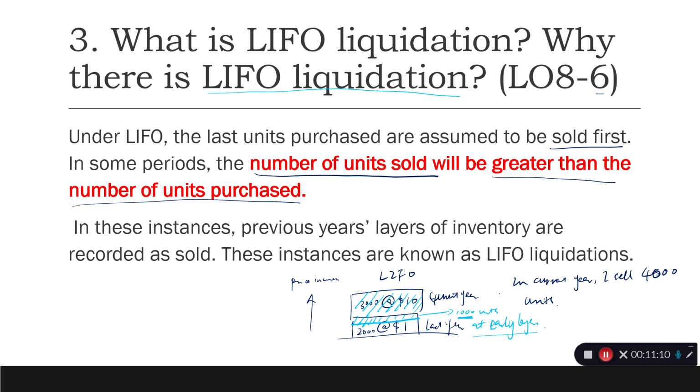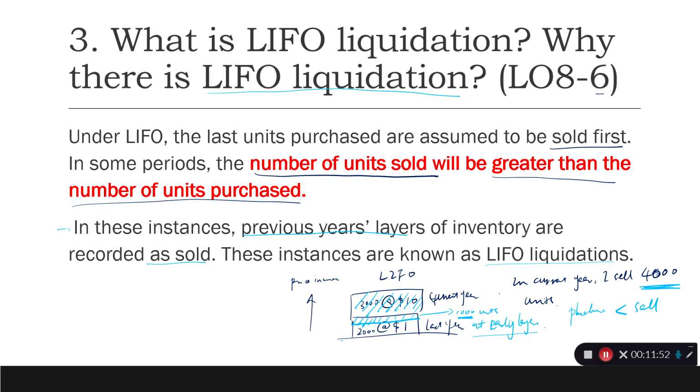It's where the number of units sold, which is 4,000 units, is greater than the number of units purchased, which is 3,000 units for this period. In this circumstance, the previous year's layer, the 2,000 units layer, is recorded as sold, because we ran out of things to sell, since we purchased less than we sell. When we purchase less than we sell, we have to dig out the earlier years' layers to sell. This instance is called a LIFO liquidation.